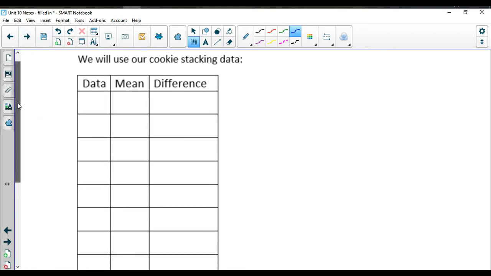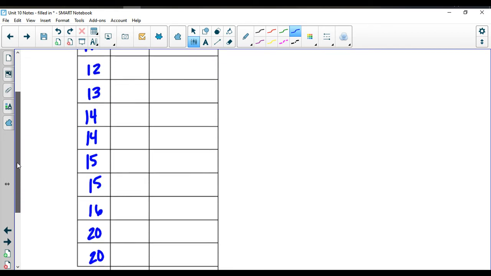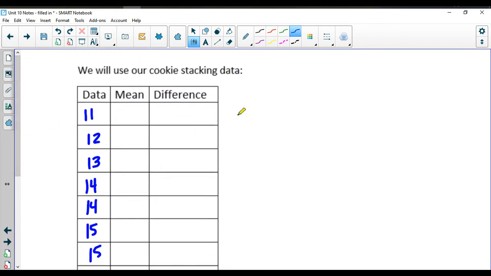And for our chart, we actually are going to have to add on 2 extra pieces just because we had a little bit of extra data. So in our data set, we had an 11, a 12, a 13, a 14, a 14, a 15, a 15, a 16, a 20, a 20, and then I'm also going to add on just 2 extras here. We had a 21 and also a 28.